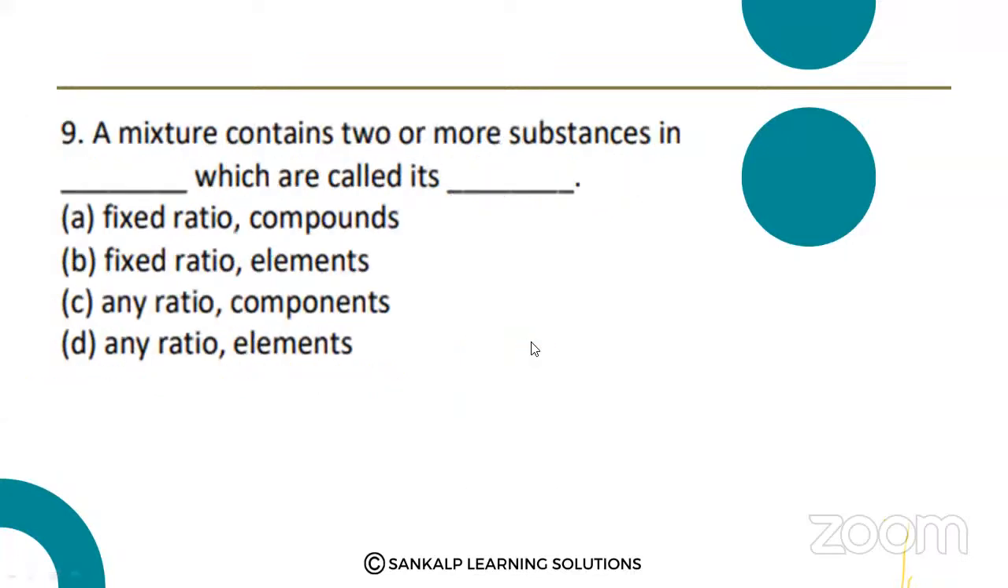Next question. A mixture contains 2 or more substances in dash, which are called its dash. So what is a compound? A compound consists of 2 or more substances which are in a fixed ratio. They are in a fixed ratio and it is called a compound. So the correct answer is fixed ratio and compounds.